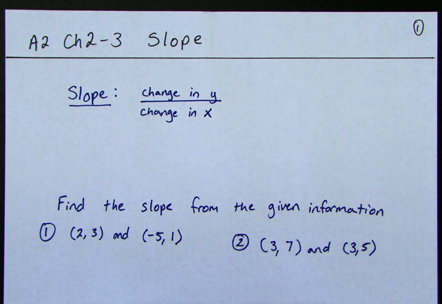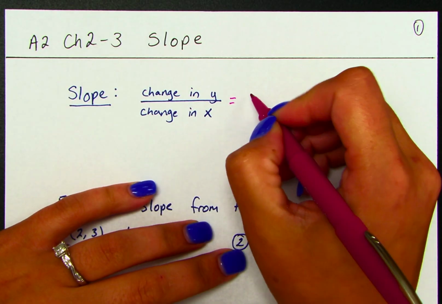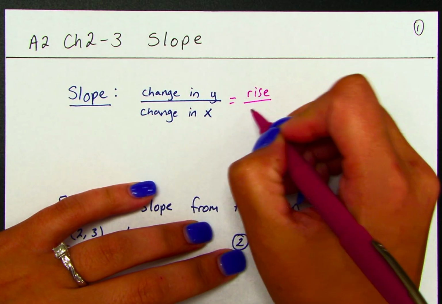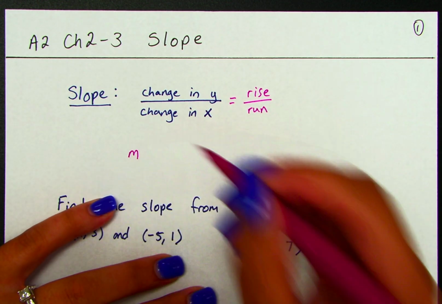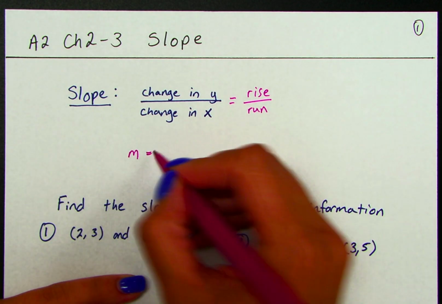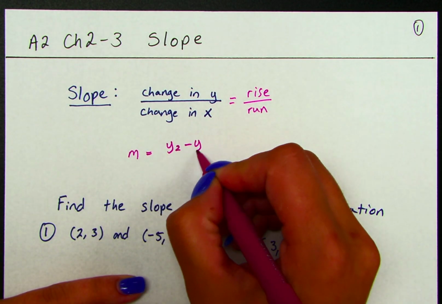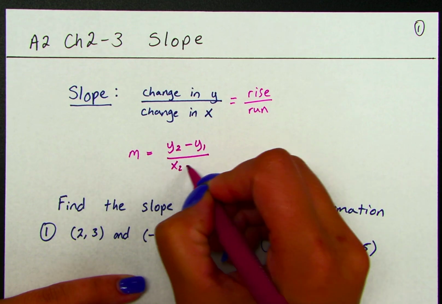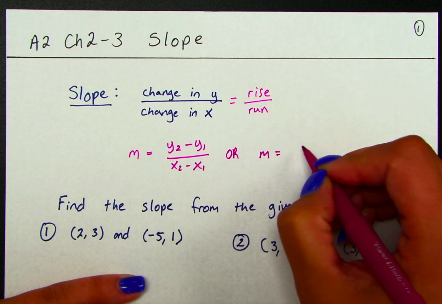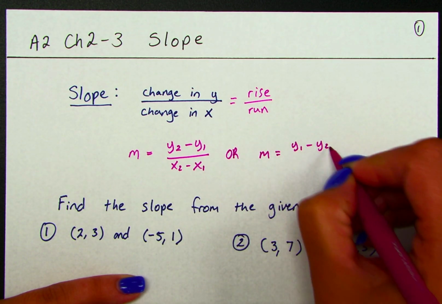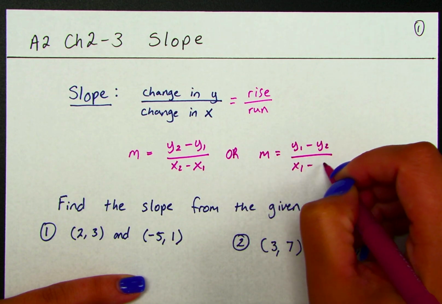Lesson 2-3, slope. When we talk about slope, we are talking about the change in y over the change in x. Sometimes we refer to this as rise over run. And then our formula, so we use m to symbolize slope, is going to be y2 minus y1 over x2 minus x1. Or we can write it as m equals y1 minus y2 over x1 minus x2.